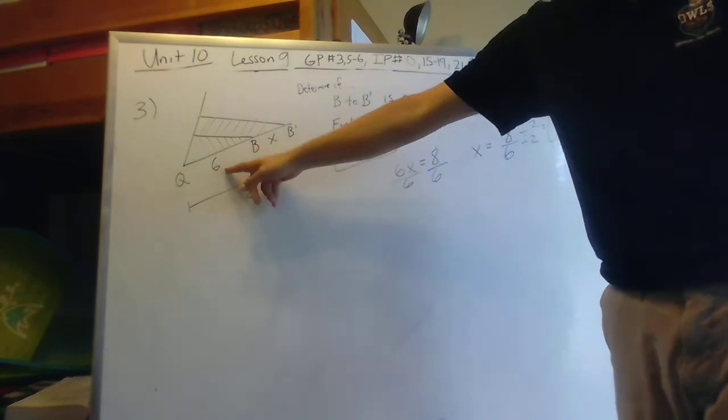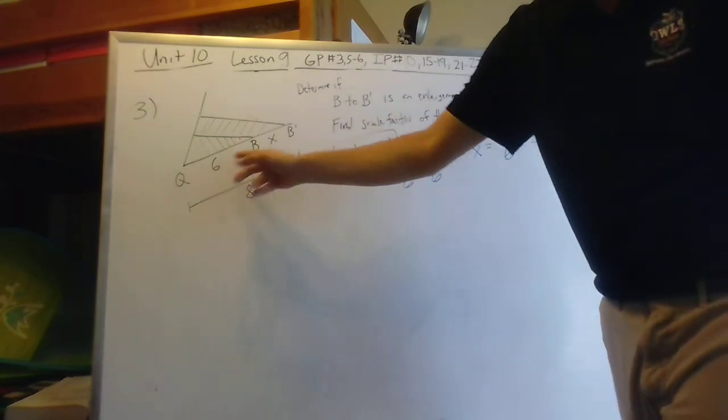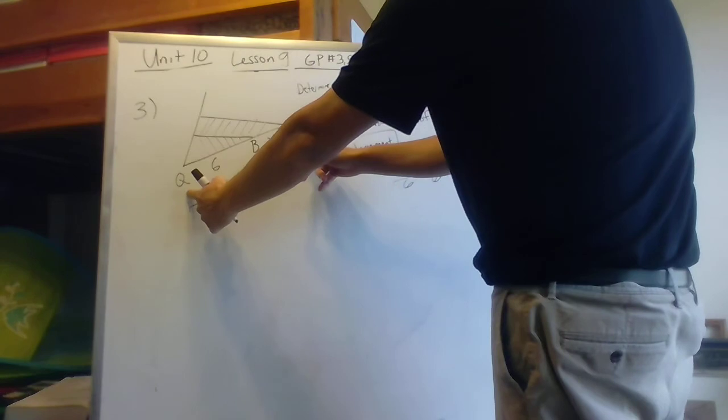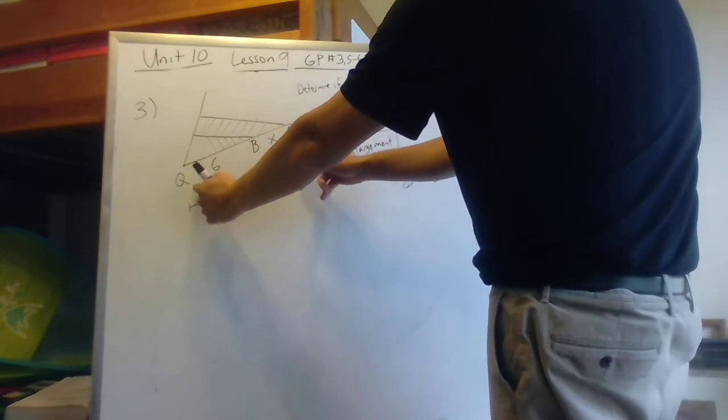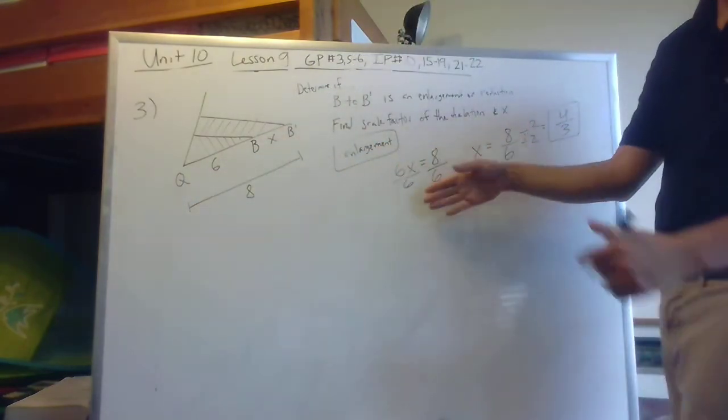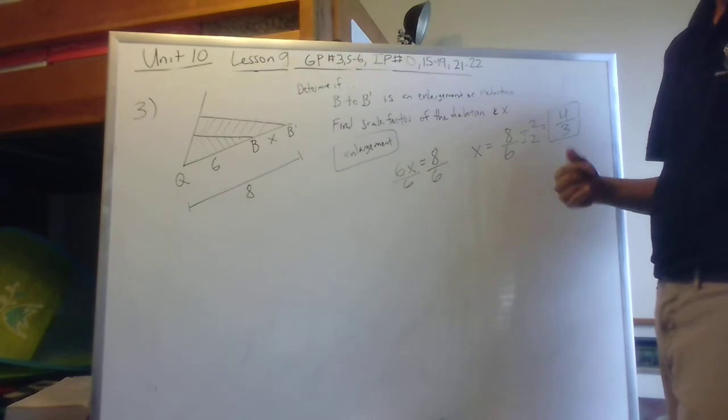Again, we have 6 and x, and the whole total length of B prime is 8. So we're going to go 6x equals 8, set up an equation, and solve for x.